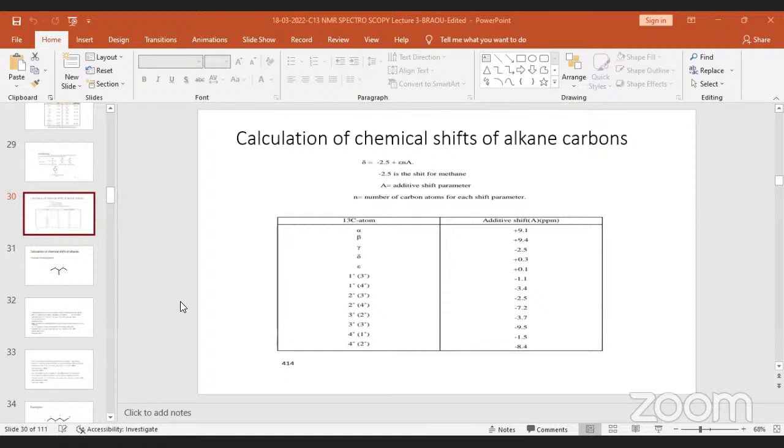Alkane carbons' chemical shifts can be calculated by using a simple equation: delta is equal to minus 2.5 plus summation of Na. Here minus 2.5 is the shift for methane. A is the additive shift parameter. Minus 2.5 plus summation Na. Yes, that is summation.